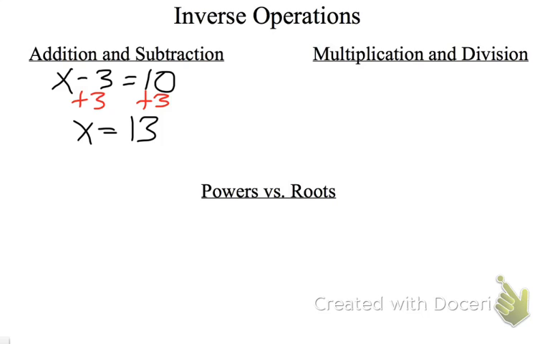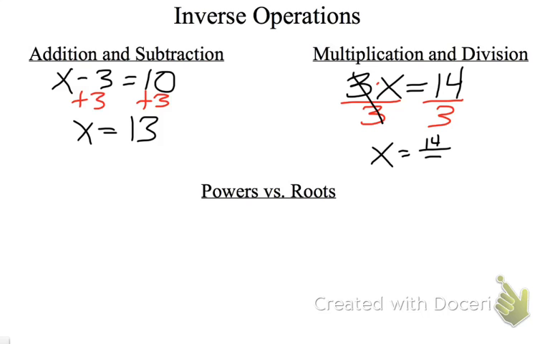Likewise, multiplication and division are inverse operations. If we have 3x equals 14, we can solve that equation by canceling out the multiplication by 3 using division by 3. If we divide both sides, the 3 divided by 3 will cancel out, and x will equal 14 thirds. Again, vice versa, if the original equation involved division, we could use multiplication to undo that and solve. And we also have inverse operations with powers and roots.